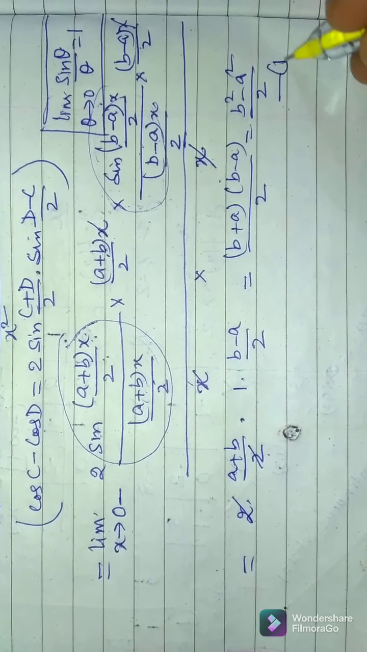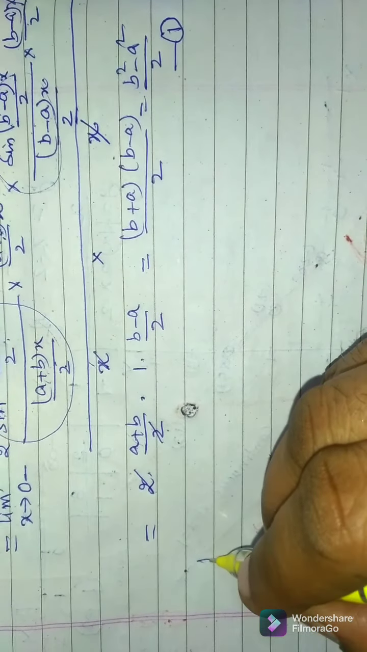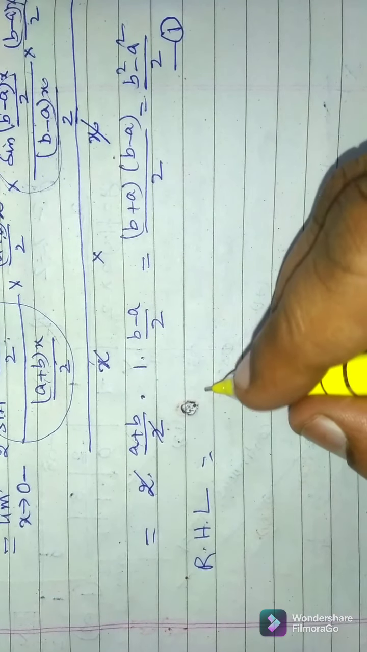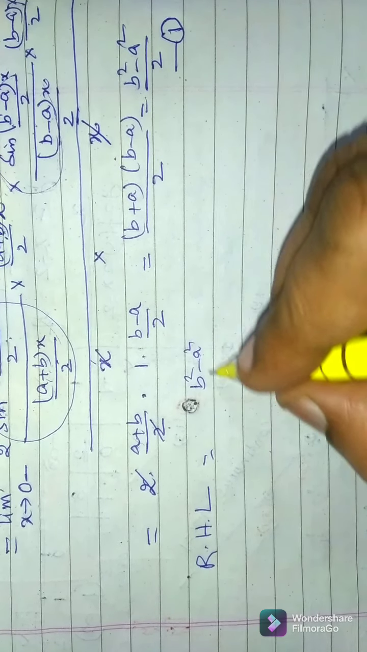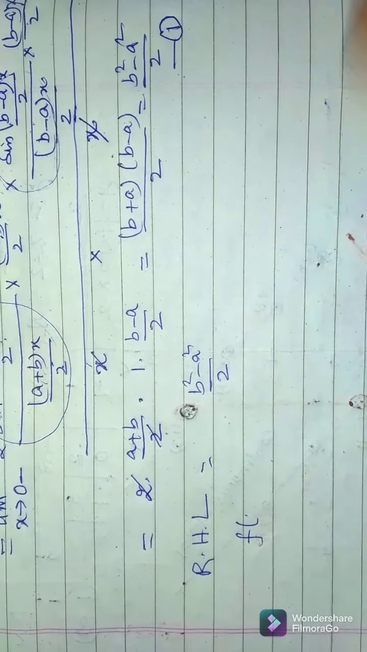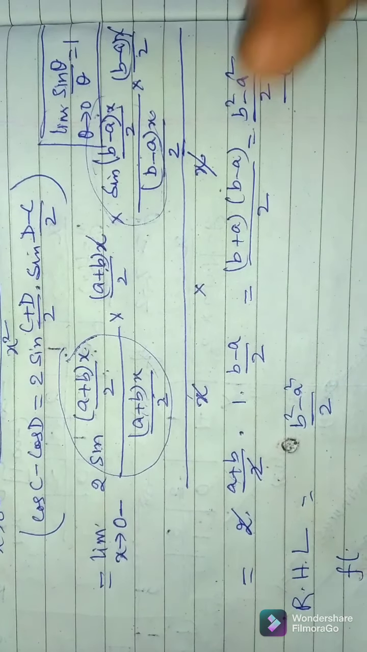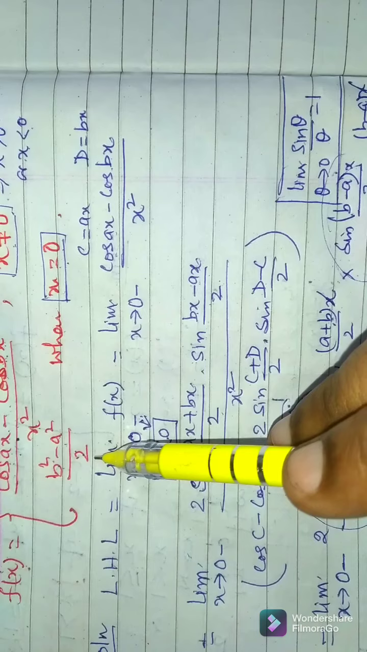So this is taken as 1. Similarly, no need to find out the right hand limit. The right hand limit you have to do again in the same way, and you will get (b square minus a square) upon 2. And the value of the function at the point x equal to 0 is given here: f(x) is equal to (b square minus a square) upon 2.